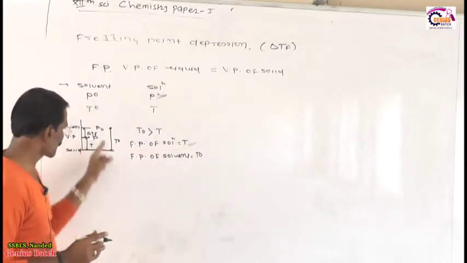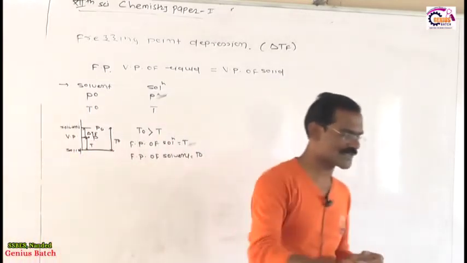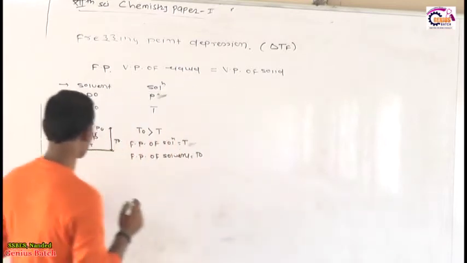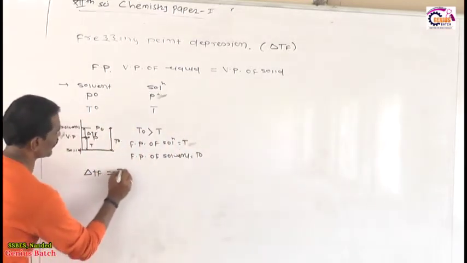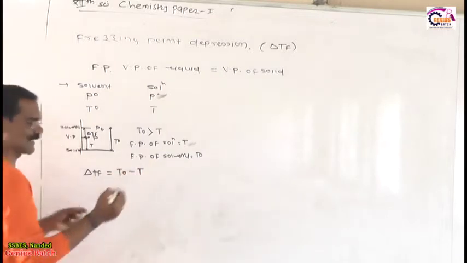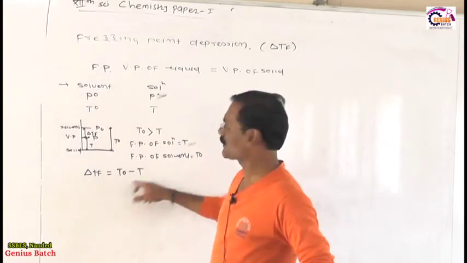But you know, the freezing point of the solvent is always greater than that of the solution, therefore T0 is greater than T. So this is the minor conclusion. So my friends, what has happened here? Therefore delta TF is equal to T0 minus T, because in delta TB we considered T minus T0.